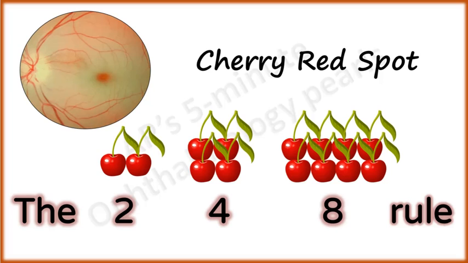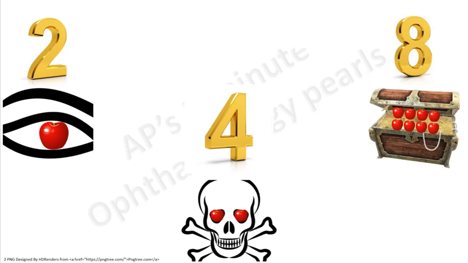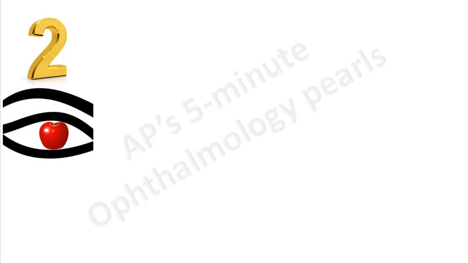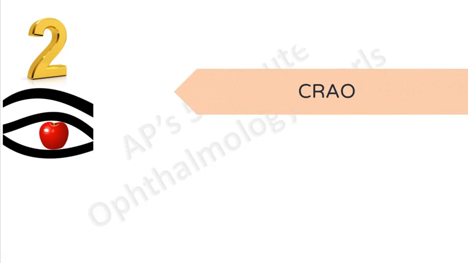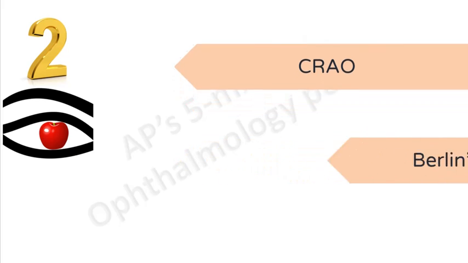Easily remember the conditions in which you get a cherry red spot. Remember the 2-4-8 rule. 2 ocular conditions, 4 conditions of toxicity and 8 storage disorders. The 2 ocular conditions are central retinal artery occlusion and Berlin's edema.